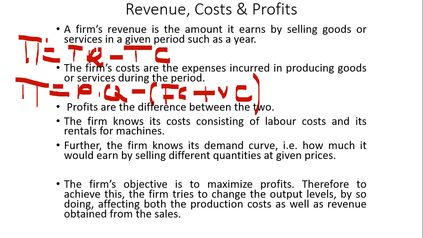Okay, so the firm's objective is to maximize profit. Therefore, for this firm to achieve this, it has to try to change output levels. By doing so, this is going to affect both the production side as well as the revenue side. So in short, for a firm to maximize its profit, it needs to find the level of output where profit is maximized.